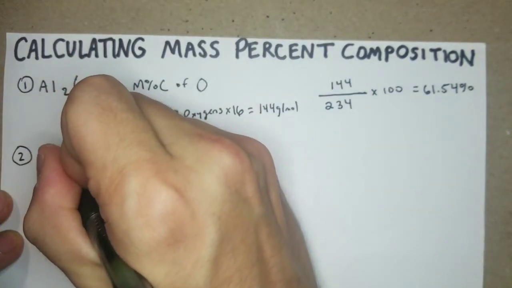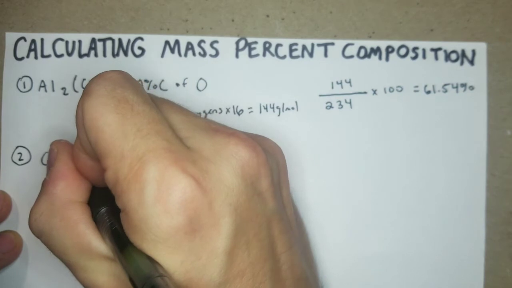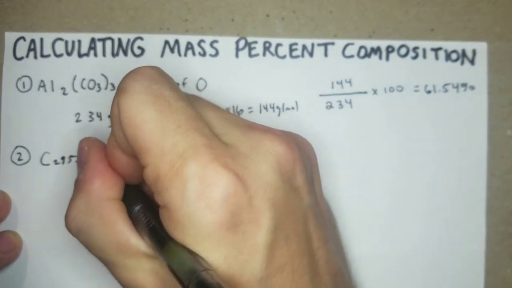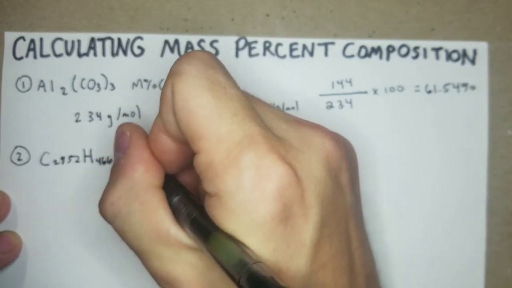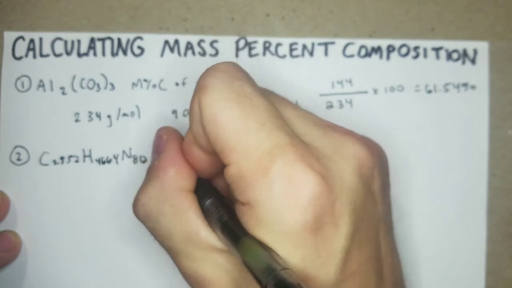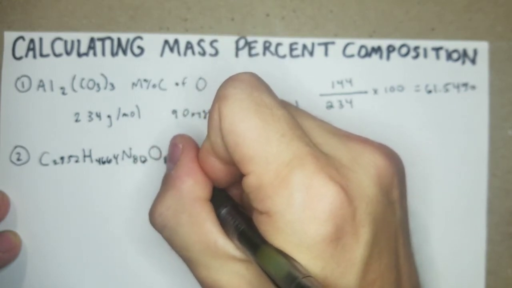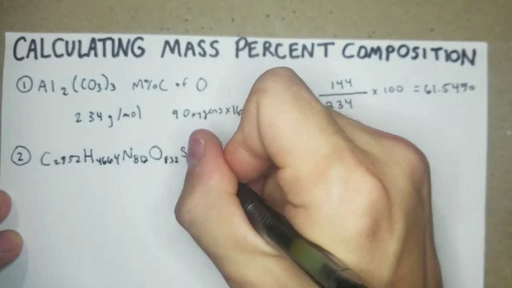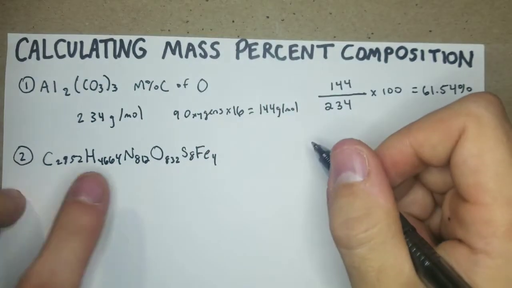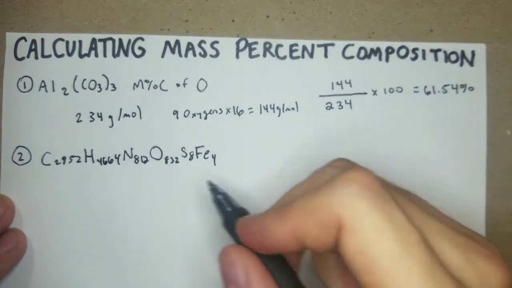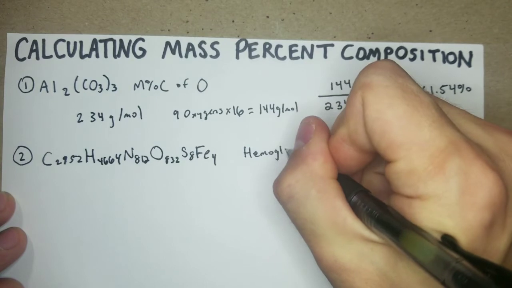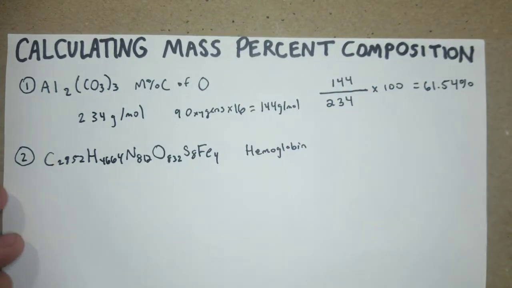Let's see here, C2952. If you watched the last video, you will recognize this molecule. And see, H is 4664, N is 812, O is 832, S is 8, and Fe is 4. I hope that you don't actually have to do this on a test, but yep, that is hemoglobin. All right, so here we go.